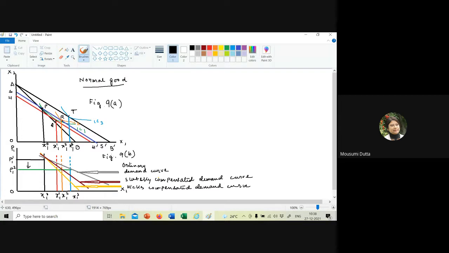The demand curve generated on the basis of substitution effect alone is called the income compensated demand curve.